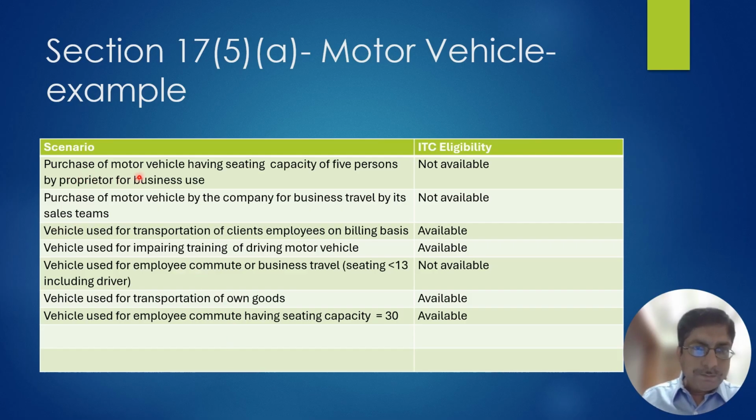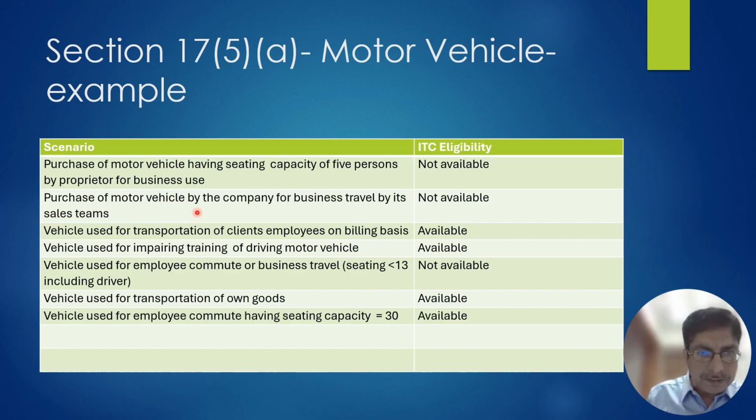Purchase of a motor vehicle having a seating capacity of 5 by a proprietor who will use it in his business. See, he is the ultimate consumer. There is no further supply of that motor vehicle. It has a seating capacity less than 13 and it is not used for taxable supply of transportation of passengers. Therefore, the credit is not available. Let's go to the next example.